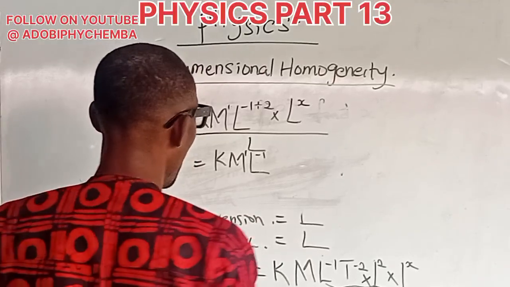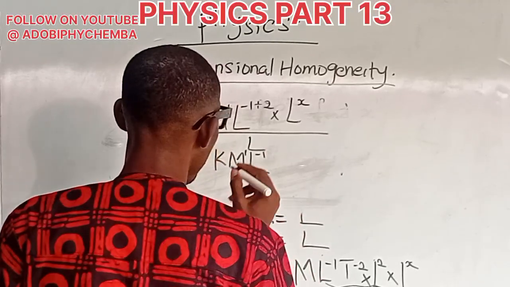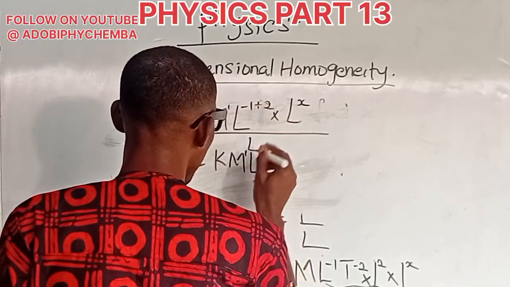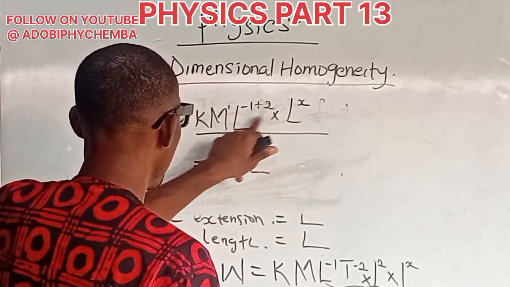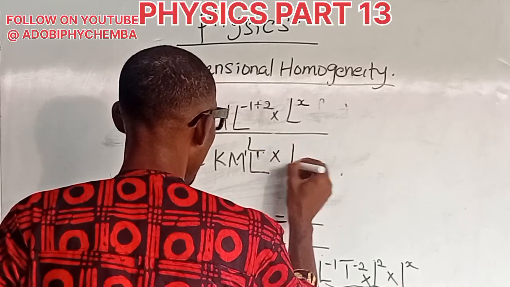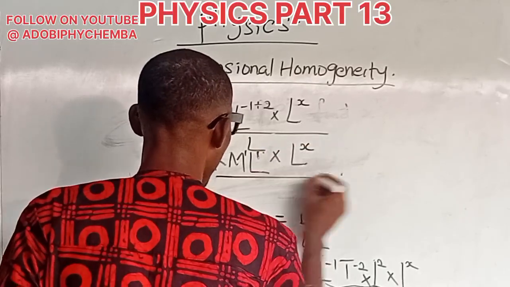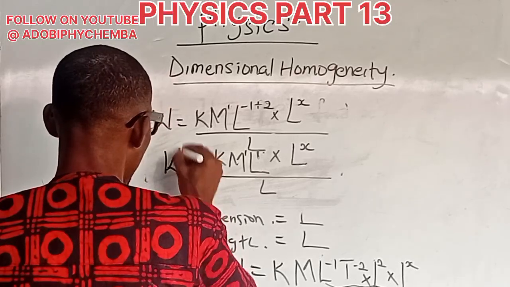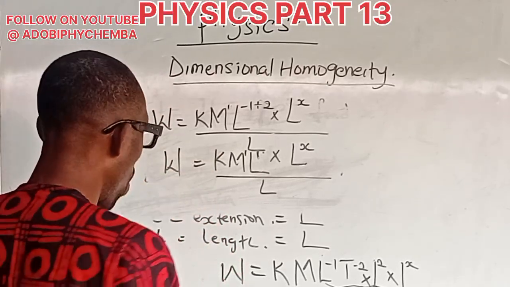Minus 1 plus 2 will give you 1. You understand? That's 2 minus 1. So it will give you 1 times L raised to power X all over this L. This thing is very simple and very straight. Don't forget this is W, and this W represents work.